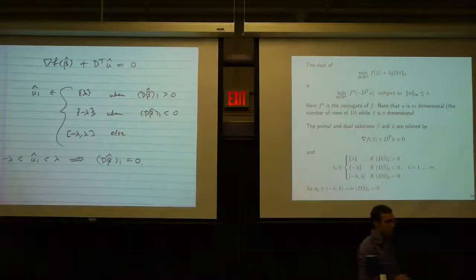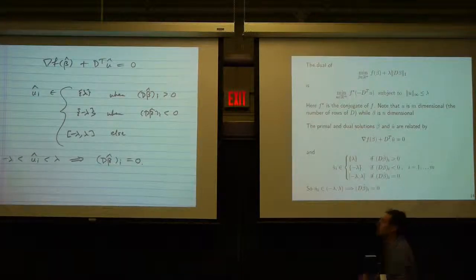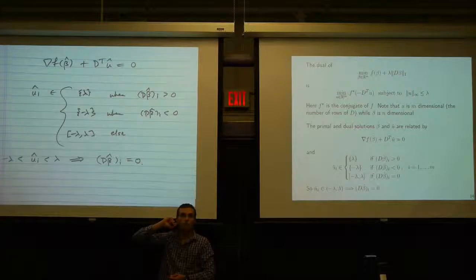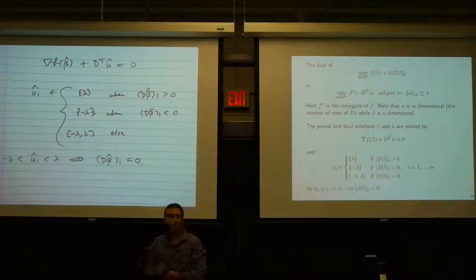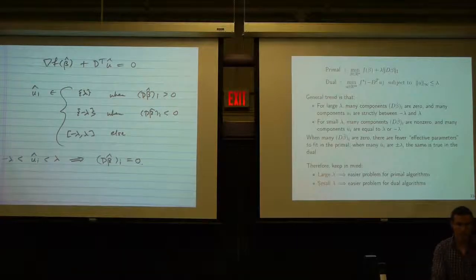So at a very high level, this also tells us that the sparsity patterns between the dual and the primal are reversed, which means that suppose I was at a value of lambda for which many components of d beta were 0. Then I would expect also to see many values of u strictly between minus lambda and lambda. Okay, and let's make this a little more precise.